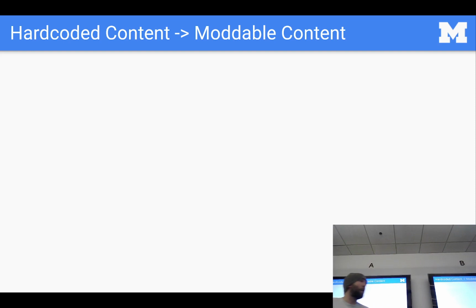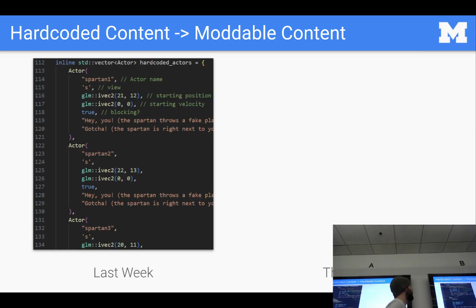We're moving from hard-coded content, where the game developer is the only one deciding what will happen, what the characters look like, what they do, how they move, where they are, how many there are, to an environment where there's a lot more freedom for our users, okay? Last week, we encoded all of our data into the code itself, into the C++ code, the source code, okay?